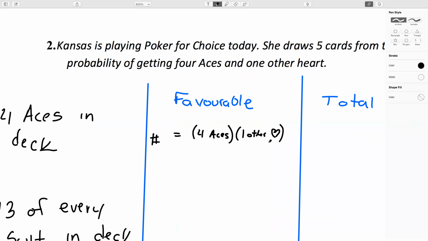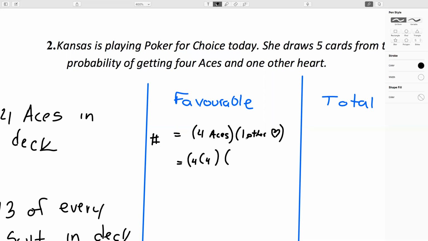All right, and then the question becomes, does the order matter? In this case, no, because you can order your cards however you please, and it makes no difference what order you have them in. So it's a combination question. Since we're picking out of 4 aces, 4 choose 4 is the number of ways to pick those 4 aces.